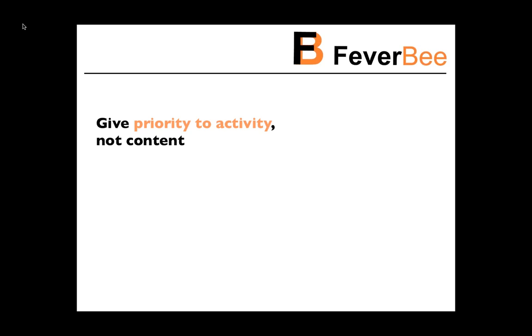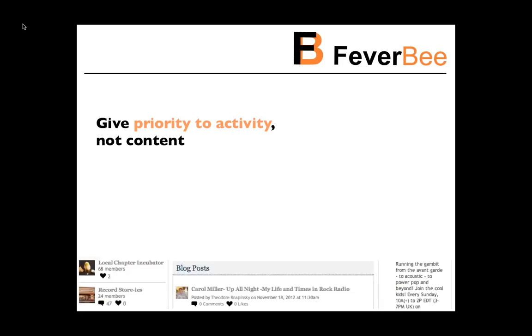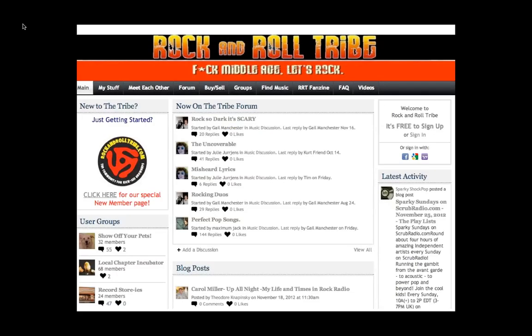Next, give priority to activity in your community. There are lots of online communities that focus upon content. And content is great if you're building a content site. But even in the context of content, as we've discussed it here, it's better to focus on activity. And by activity, I mean interactions between members. This is the lifeblood of your online community. This is what's going to get members to continue to visit your community, participate, and be more involved. So it's very important that you give priority to discussions that are taking place between members in your community.